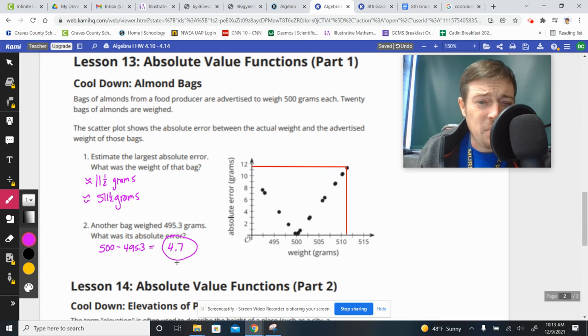And that's it. Pretty simple for today. Just talking about absolute error. We'll get more into the shapes of the graph and how to adjust them tomorrow and writing them as functions. But we did a little bit of that at the end of class today, but super easy cool down.